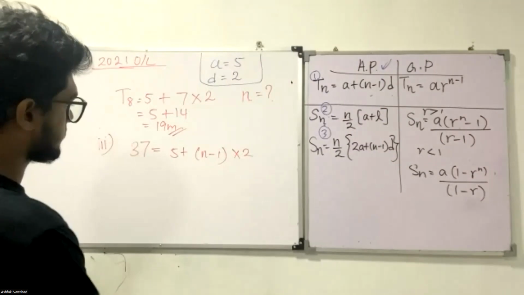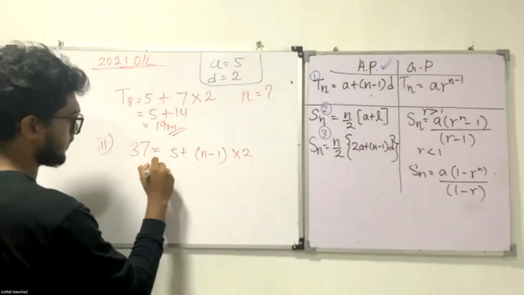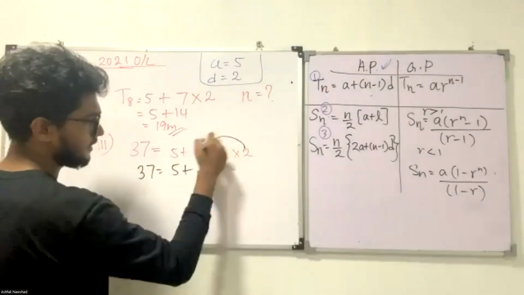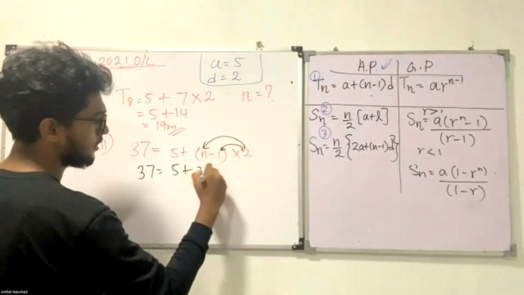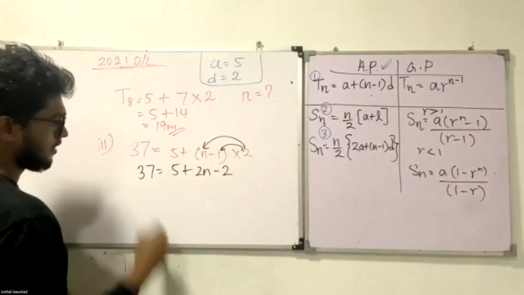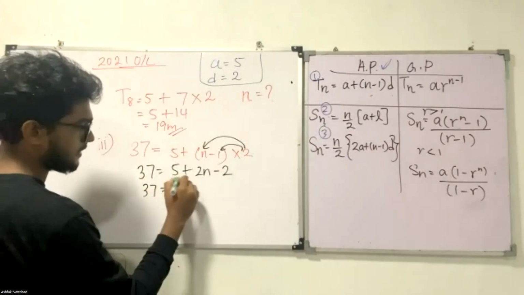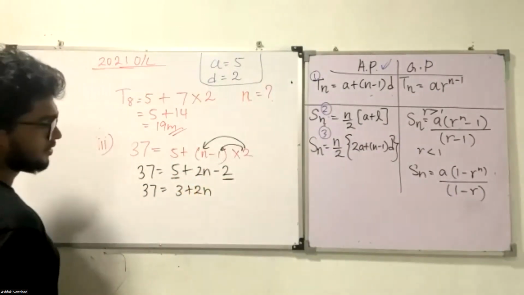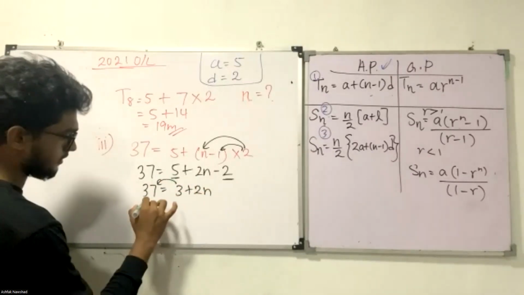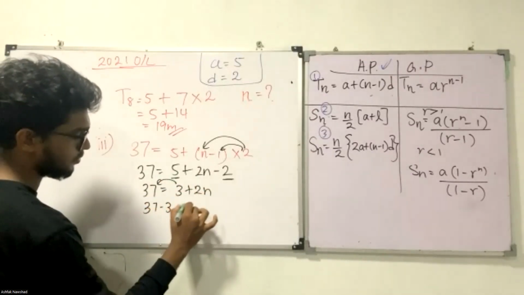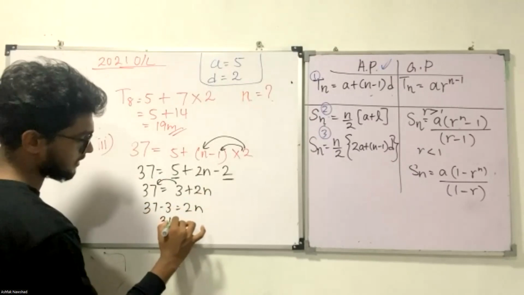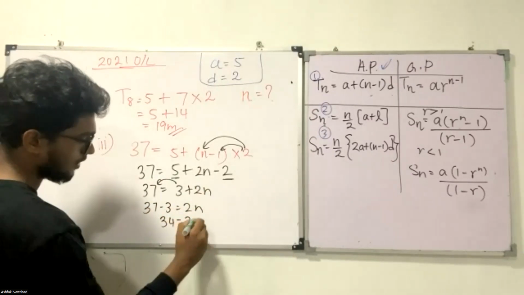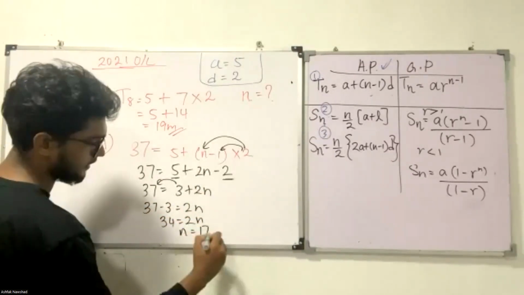I'm gonna do this. I'll expand this. 37 equals 5 plus, let's expand, 2 gets distributed: 2n minus 2. So this is 37 equals, what is 5 minus 2? 5 minus 2 is 3. 3 plus 2n. So we can easily remove the 3. 37 minus 3 is 2n. So 2n is 34. We get n to be 17.